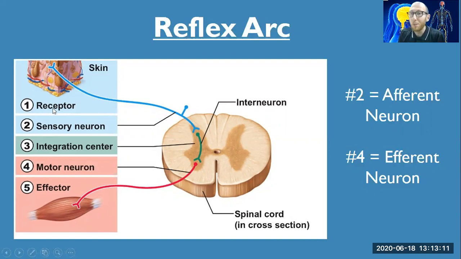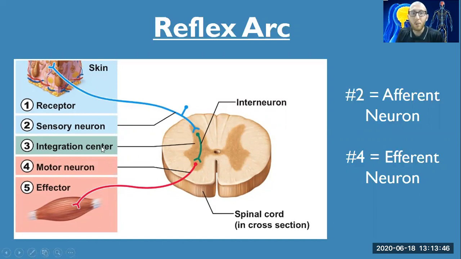in the body. For example, the first part is a receptor. But you can't just tell me receptor. You've got to tell me a receptor within the skin. So receptor within the skin picks up, hey, my hand is on a hot stove. That signal is sent down a sensory neuron, also called an afferent neuron. Afferent meaning towards something. And in this case, you're going towards the spinal cord.